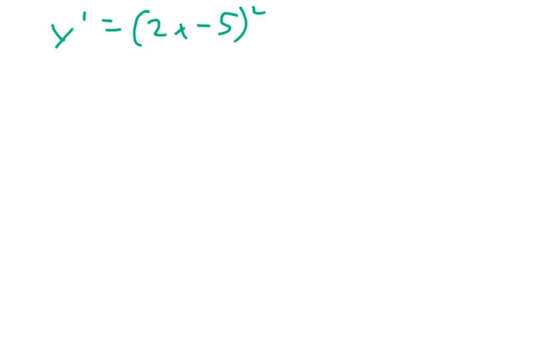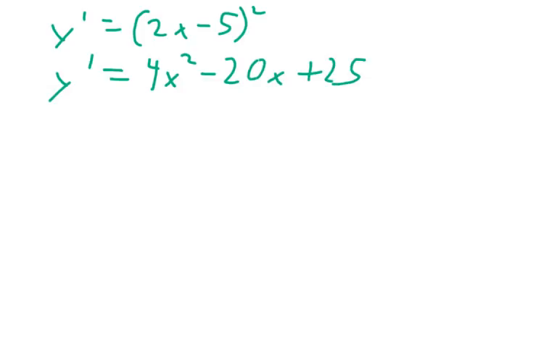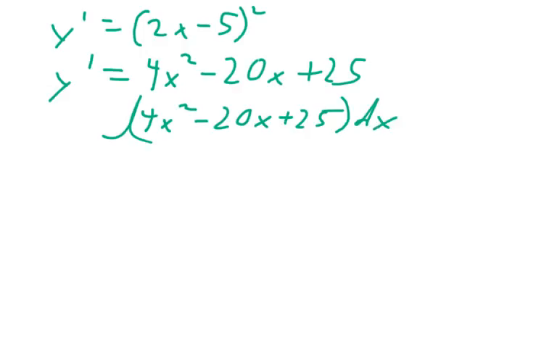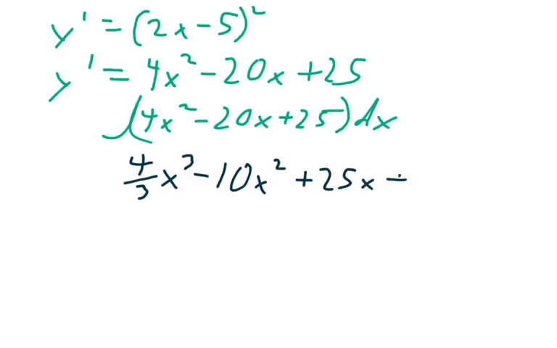For this next problem, I need to multiply this out before I do anything. So we got 4x squared minus 20x plus 25 dx. When I take the antiderivative, we get 4/3 x to the third minus 10x squared plus 25x plus c equals y.